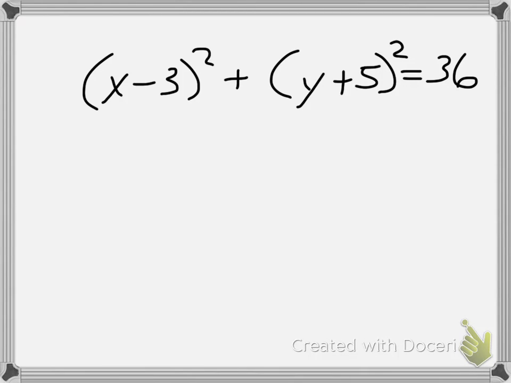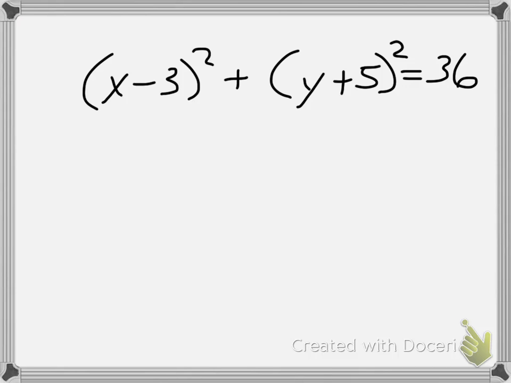Hello everyone. In this video I'm going to look at the basics of the standard form for a circle. So given this equation, quantity x minus 3 squared plus y plus 5 squared equals 36, I want to use information from this equation to figure out the center and then the radius of the circle.